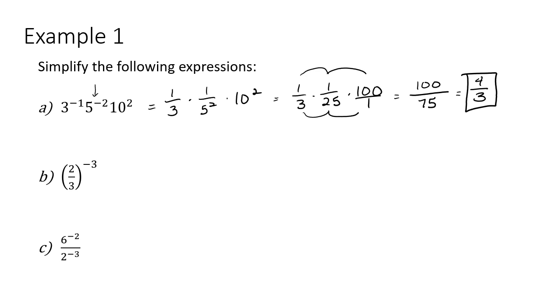For part B, we've got 2/3 to the negative third power. So if we apply the definition on the previous slide, this would be the same as 1 over 2/3 to the positive third power.